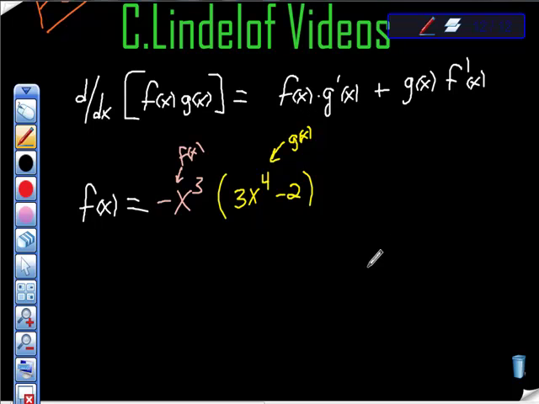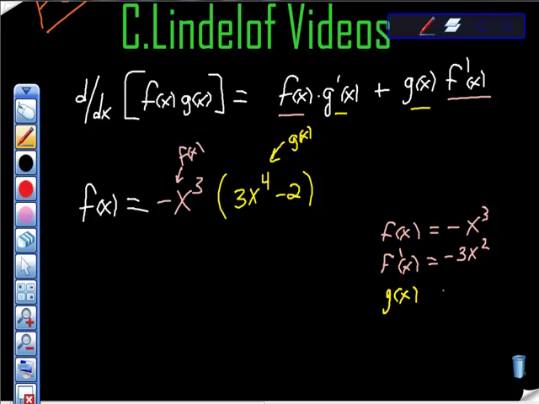I need an f of x, so I already know that f of x is equal to negative x cubed. So I have my f of x. I need an f prime at x. F prime at x is the derivative of this. So using the power rule, we know that that's negative 3x squared. It also says that we need g of x and g prime at x. So my g of x is the second function, which happened to be 3x to the fourth minus 2. G prime at x is equal to 12x cubed, isn't it?